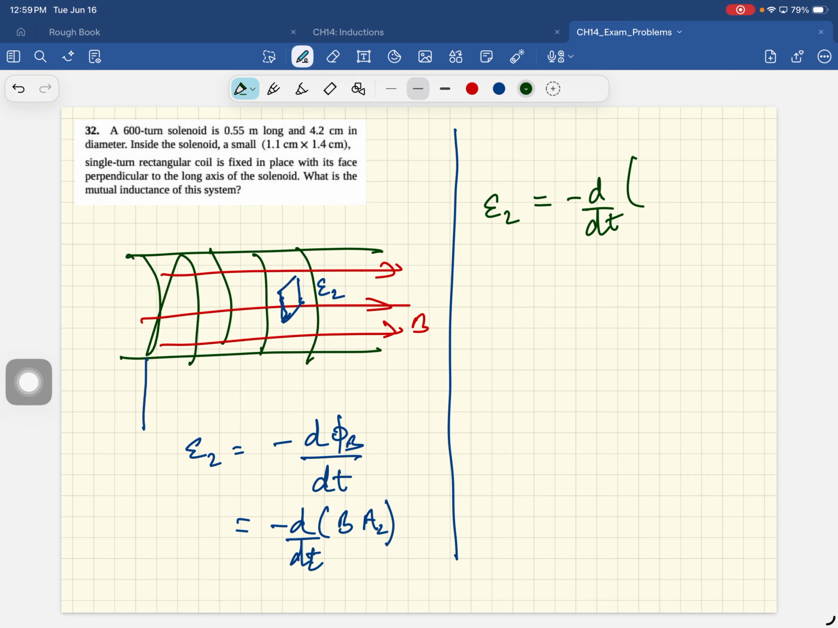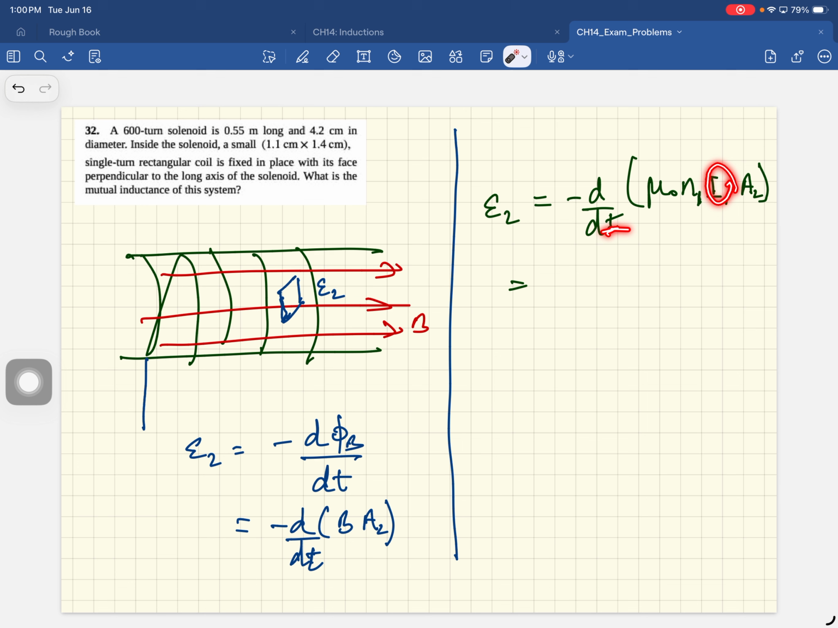A solenoid 50 centimeters long is wound with 500 turns of wire. The cross-sectional area of the coil is 2 centimeters squared. What is the self-inductance of the solenoid? So this is air filled, and L is mu naught N squared A divided by the length.